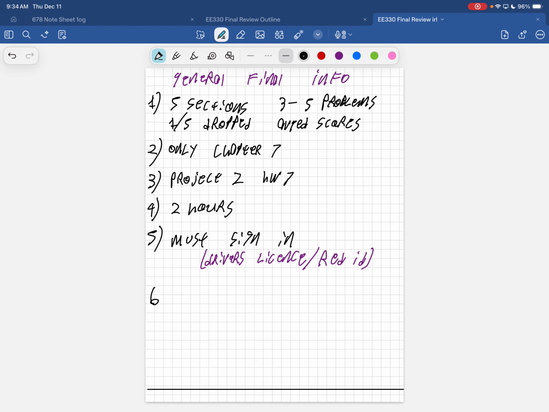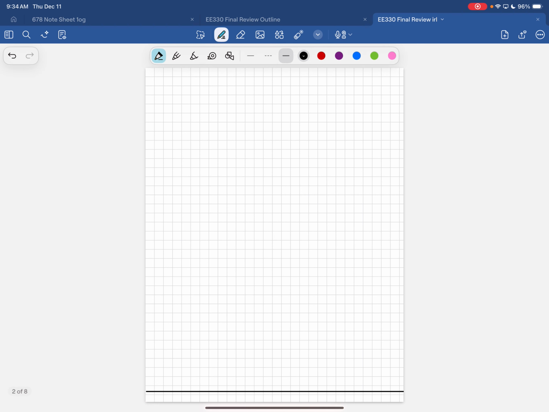And then the last but not least, the first 3 questions are going to be MOSFETs. Or I should say, first 3 sections, not first 3 problems. And then the last 2 are going to be BJT. I would say equal complexity on both, so good to study both. Cool. And then, any questions?